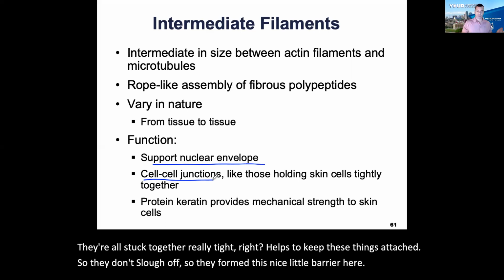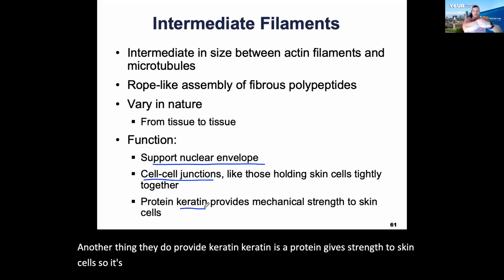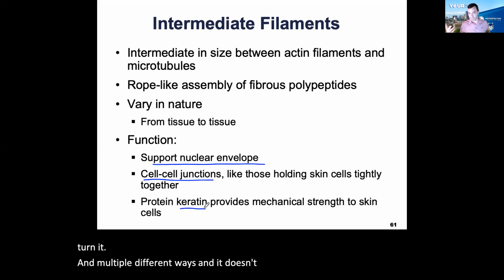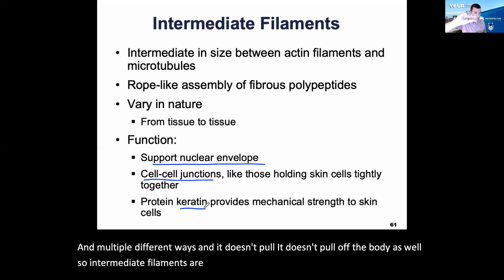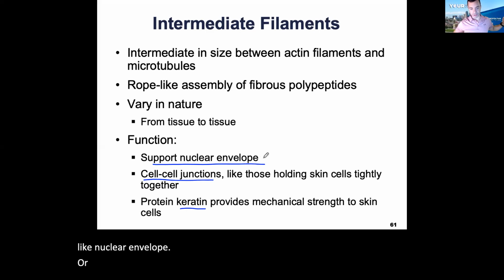Another thing they do is provide keratin. Keratin is a protein to give strength to skin cells. So it's what's allowing me to kind of yank my skin off here and twist it and turn it in multiple different ways, and it doesn't pull off the body as well. So intermediate filaments are really fantastic from a very small standpoint, like the nuclear envelope, or from a bigger picture standpoint, which is keeping cells stuck together so they can form tissues.